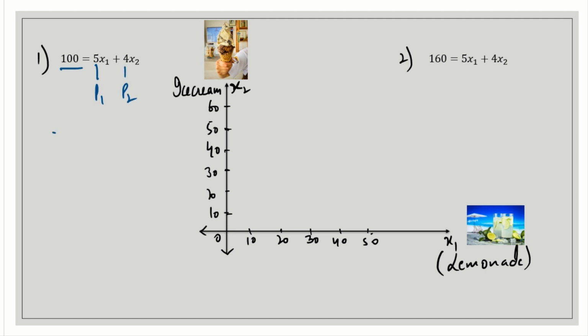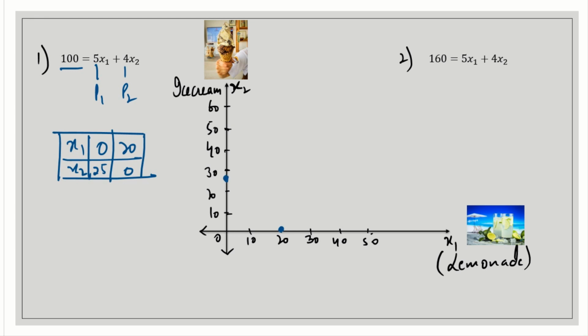Now we know that if we have to get the budget line for this equation, if we have to represent it on the graph, we have to obtain the coordinates of X1 and X2, where they intersect the axes. So for X1 equals 0, we have X2 equals 25, and for X2 equals 0, we have X1 equals 20, right? So let us plot these points graphically here. So for X1 equals 0, we have X2 equals 25, and for X2 equals 0, we have X1 equals 20. So these are the 2 points, right?